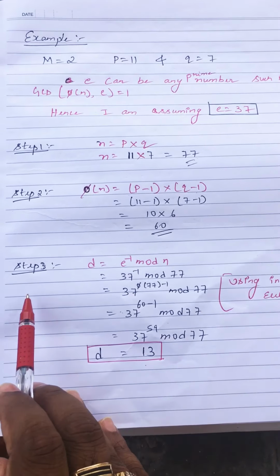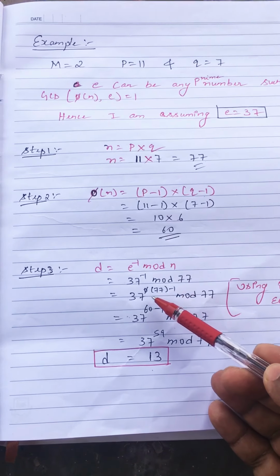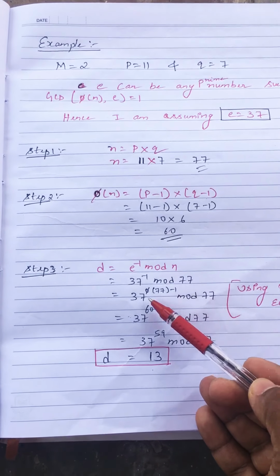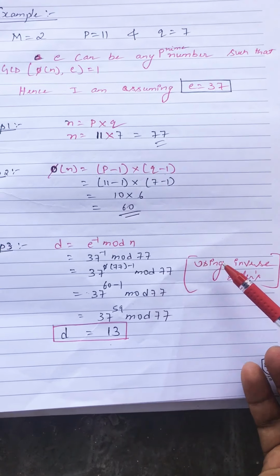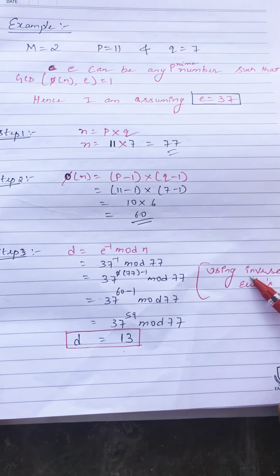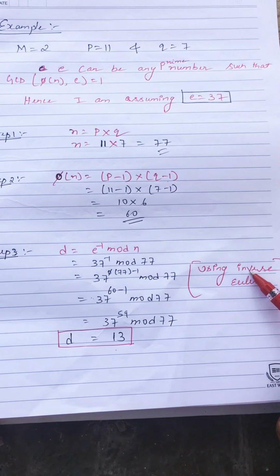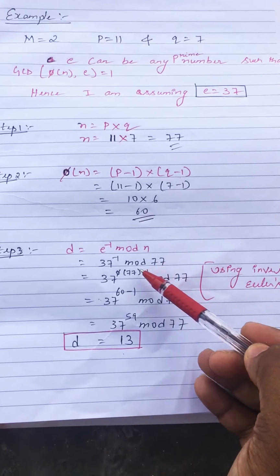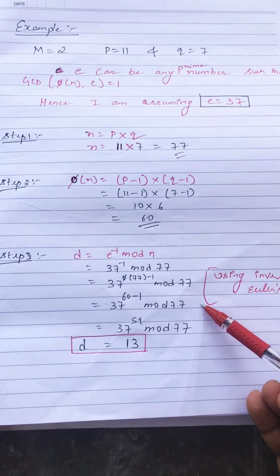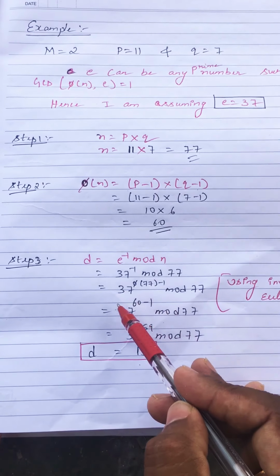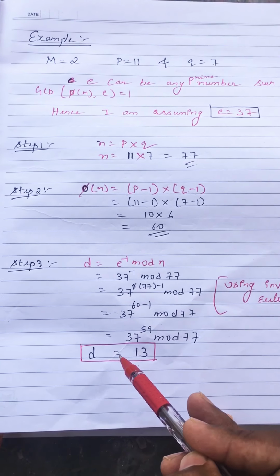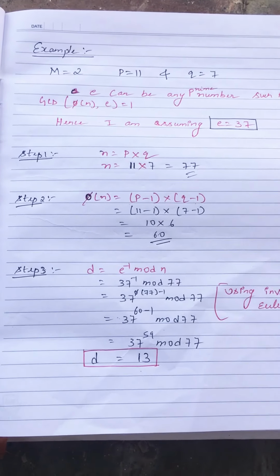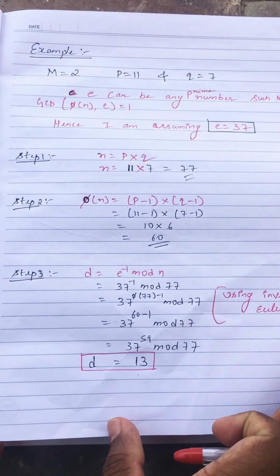In my third step, we are going to find my d value. D is equal to e inverse mod n. I have taken e as 37, so 37 inverse mod 77. Here we find it using Euler's method, which we have studied in module 1, so refer to your previous class notes to see how to find this inverse using Euler's. Phi of 77 is 60, minus 1 gives 59, so 37 raised to the power 59 mod 77. If you simplify this, we get d equals 13. If you have any doubt, you can contact me using WhatsApp.